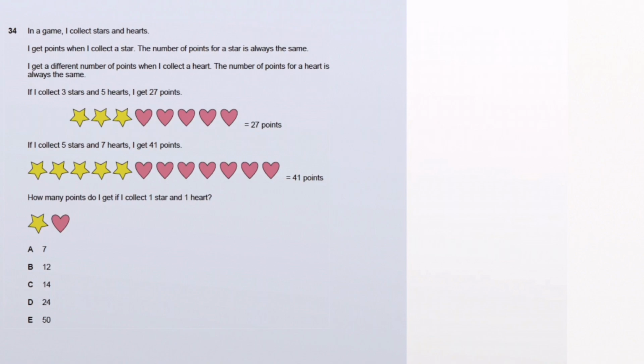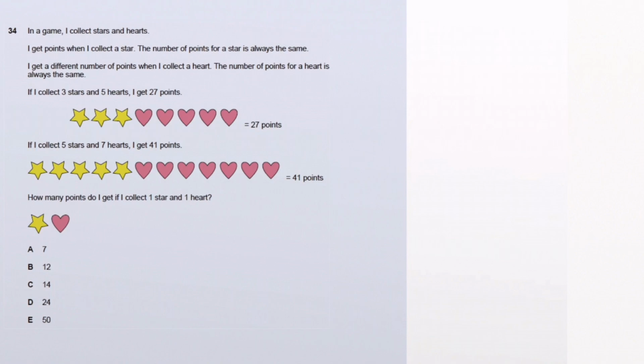So for 34, in a game, I collect stars and hearts. I get points when I collect a star. The number of points for a star is always the same. I get a different number of points when I collect a heart. The number of points for a heart is always the same. If I collect 3 stars and 5 hearts, I get 27 points. If I collect 5 stars and 7 hearts, I get 41 points. How many points do I get if I collect 1 star and 1 heart?